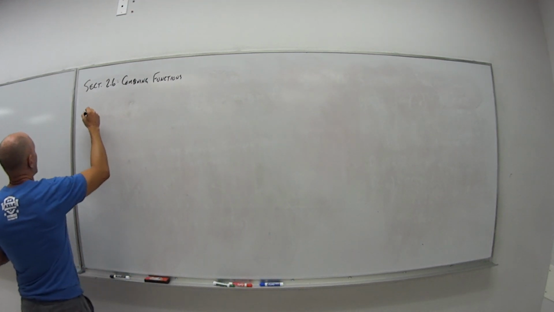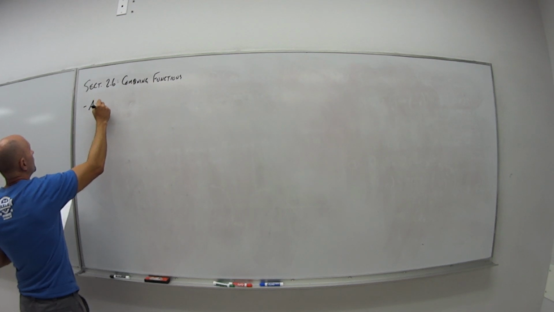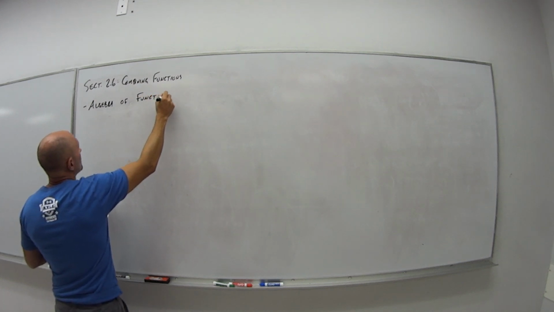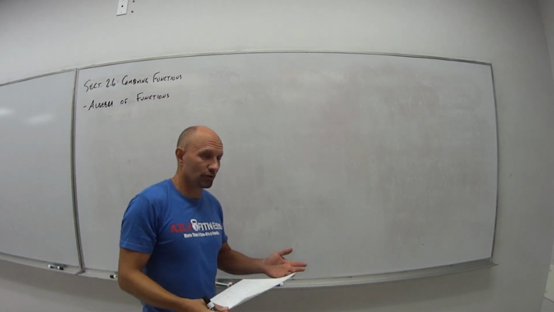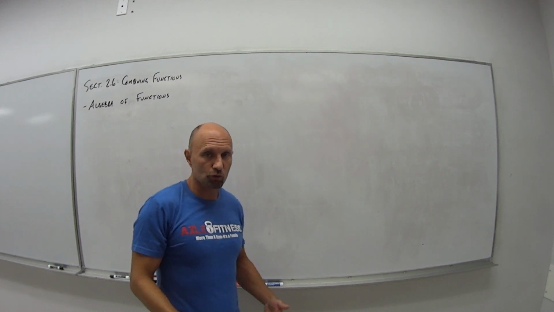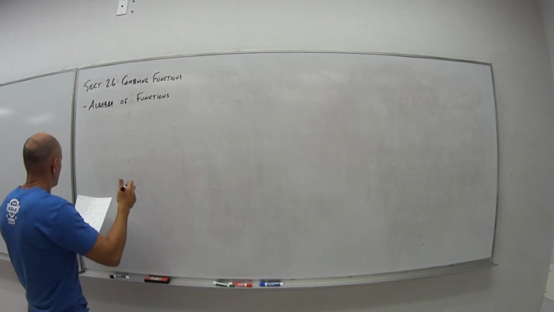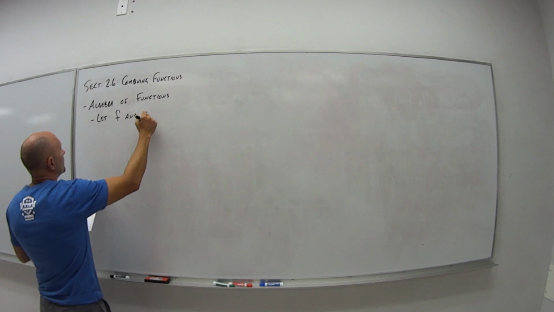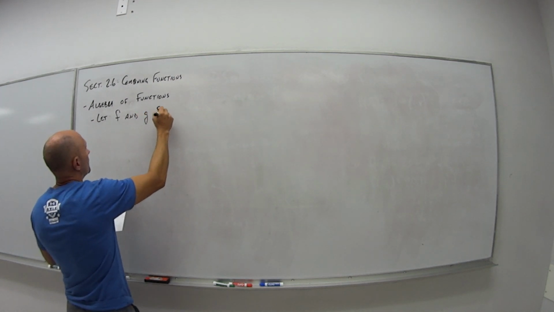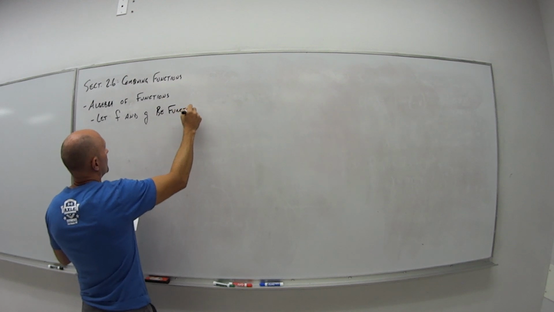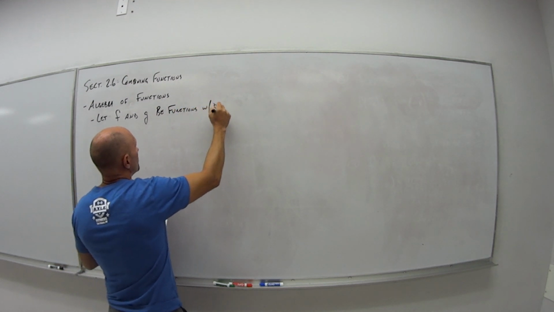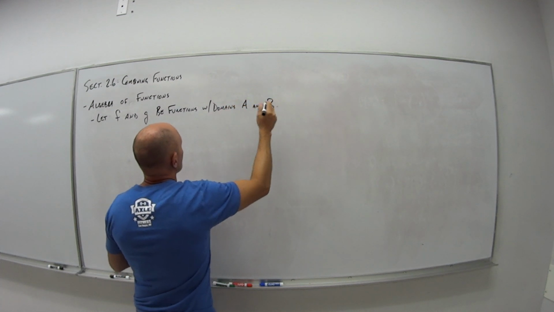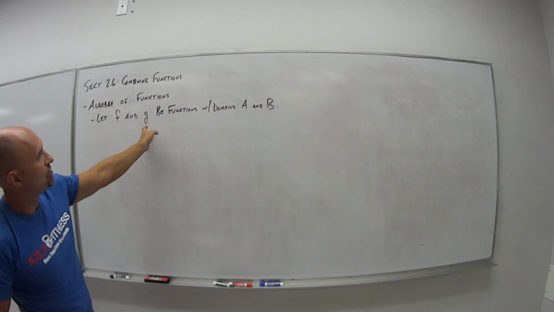So first, let's look at the various definitions. So algebra of functions. You may want this on your cheat sheet if your instructor allows you a note sheet or a note card. I do. But we're going to start: let f and g be functions with domains A and B. So the domain of f is A. The domain of g is B.